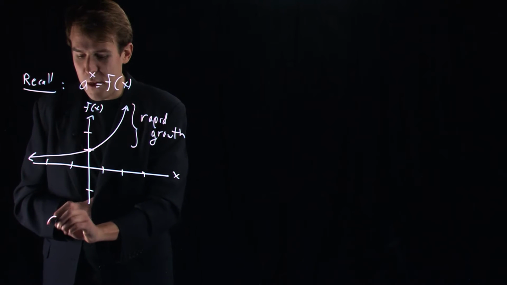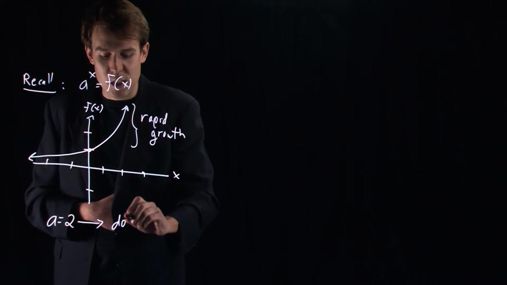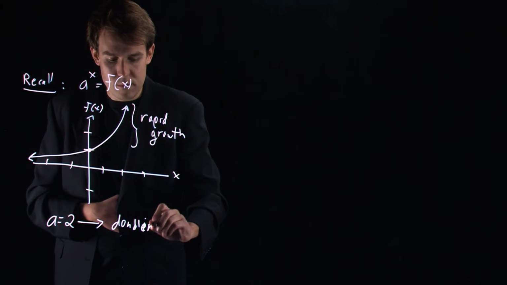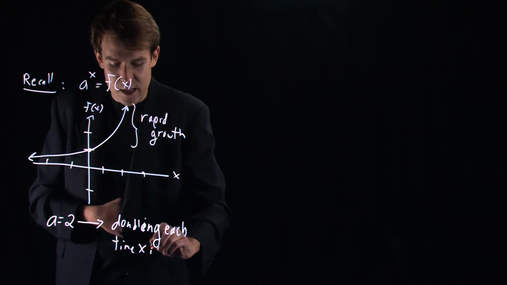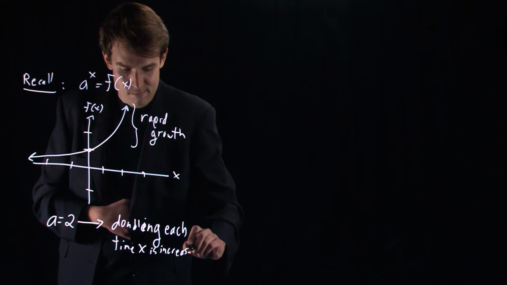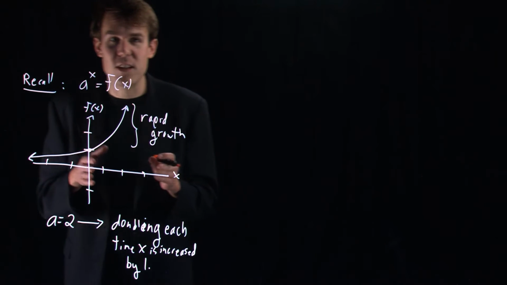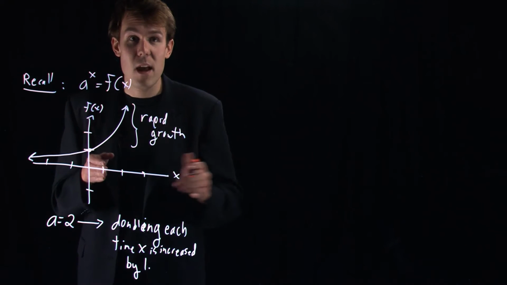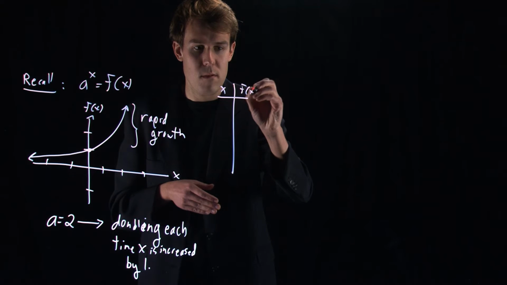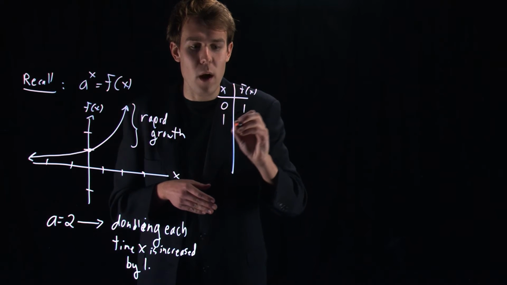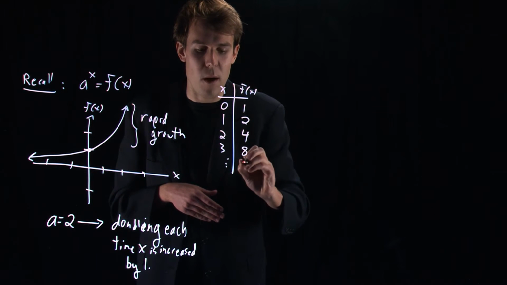In particular, if you think that a is equal to, say, 2, then I'm essentially doubling each time x is increased by 1. So I start, for example, at x equals 0, and I get the value 1. When I plug in 1, I double that to 2. When I plug in 2, I double it to 4, 3, 8, and so on.